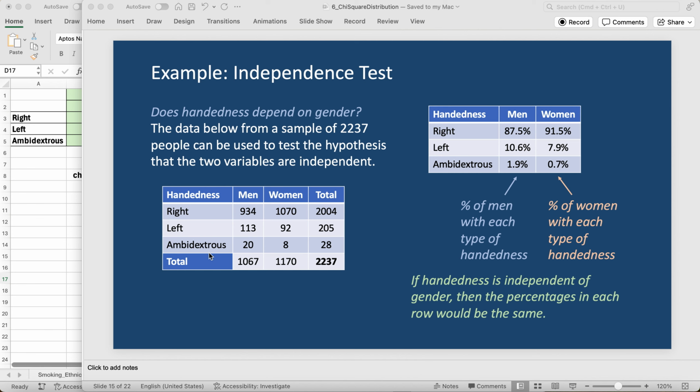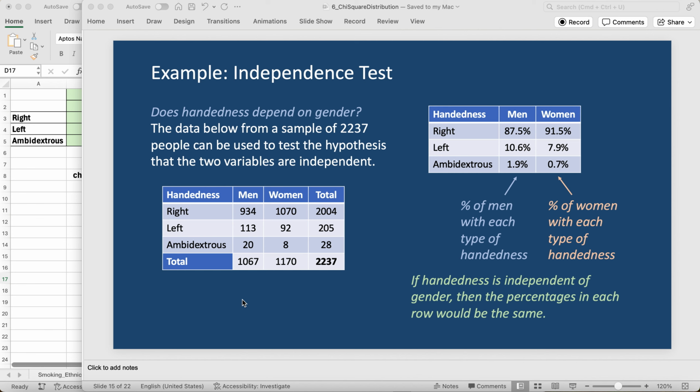Here we're looking at handedness, so whether you're right-handed, left-handed, or ambidextrous, versus gender, men and women. And so here we have some totals. So this is our data. This is the observed totals in each of these categories. So there were 934 men who were right-handed, 113 men who were left-handed, 20 men who were ambidextrous. So we have 1,067 total men, 1,170 total women. And so this is our observed data.